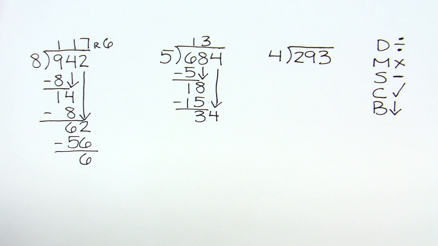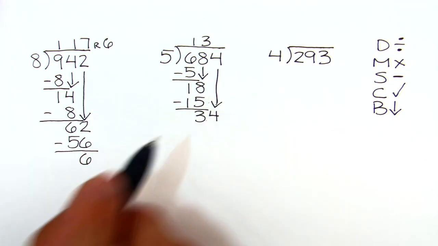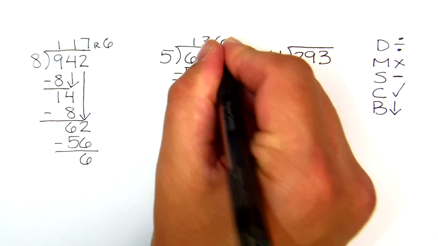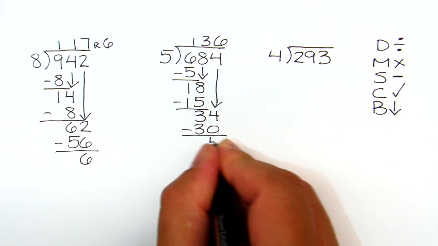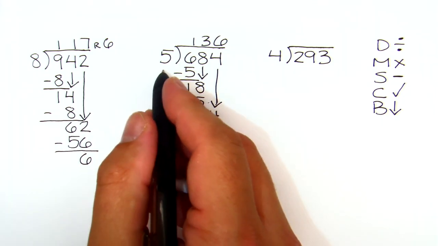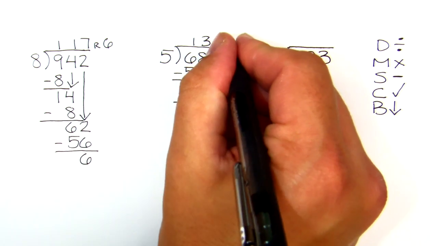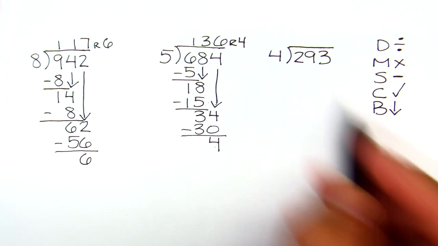34 divided by 5. Almost 7 times, right? Because 7 times 5 is 35, but it's just too big, so instead of 7, let's try 6. 6 times 5 is 30. We subtract. 4 is less than 5, barely, but we're still good. There's nothing left to bring down, so that tells us that this 4 must be our remainder. 136, remainder 4. In our last problem, 293 divided by 4.